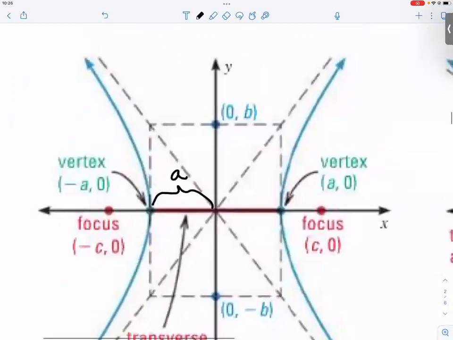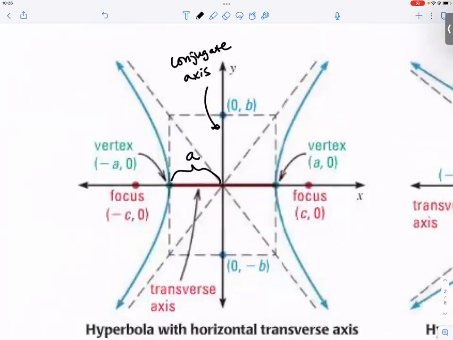Now, this is known as the conjugate axis. Okay, so earlier when we talked about ellipses, we had the major and minor axes, and now we have the transverse, the main one, the one that touches the vertices. That's the transverse, and the other one that doesn't touch any point of the graph, that's called the conjugate axis. And that is B.